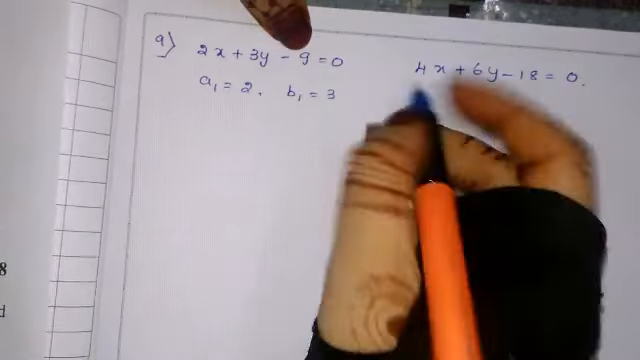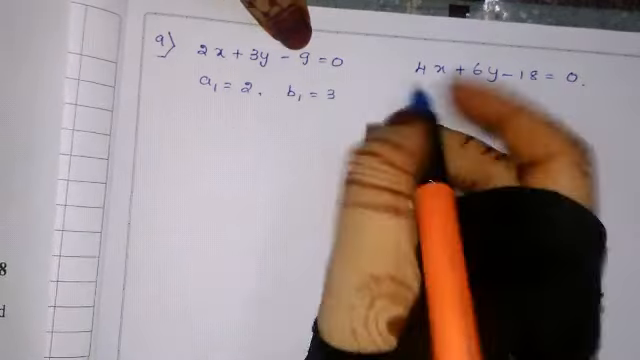If A1 upon A2 is equal to B1 upon B2, which is also equal to C1 upon C2, that means the given equation has infinitely many solutions. They have asked the question how many solutions. For this condition, the equations have infinitely many solutions. Let us see question number 10 now.